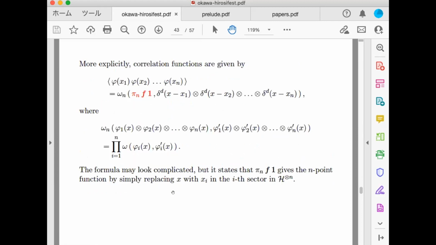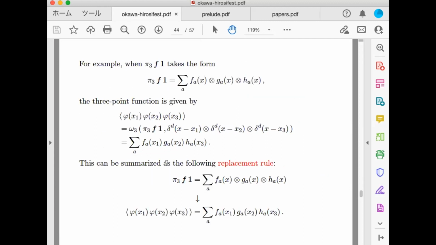More explicitly, the correlation functions are given as follows. This may be complicated, but basically the n-point function is encoded in the operator I_n F. So this is part of F from H to 0 to H to n. You don't need to follow the formula. Actually, this is rather simple. For example, if you're interested in a 3-point function, this is the relevant sector, F1. If it is written this way, the correlation function is simply replacing x in the first sector with x1, x in the second sector with x2, the third with x3. This is just a simple replacement. So if you know this I3 F1, then you get information of the 3-point function. If you know I_n F1, then you get the correlation function for n-point functions.